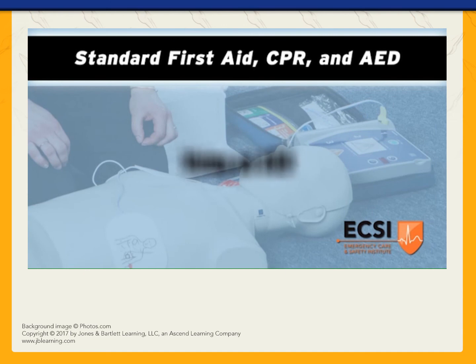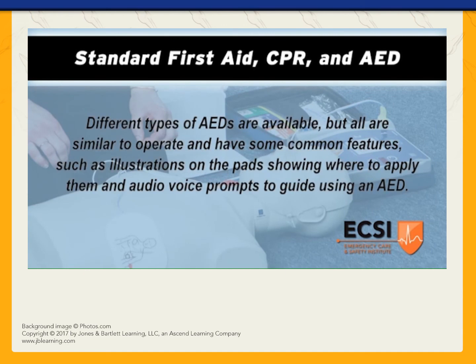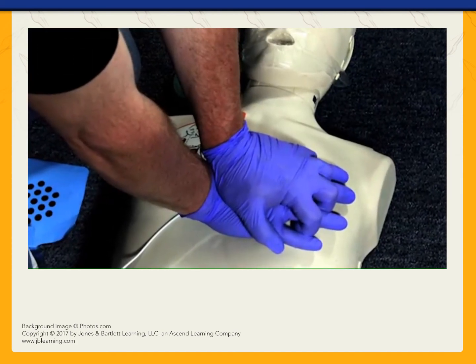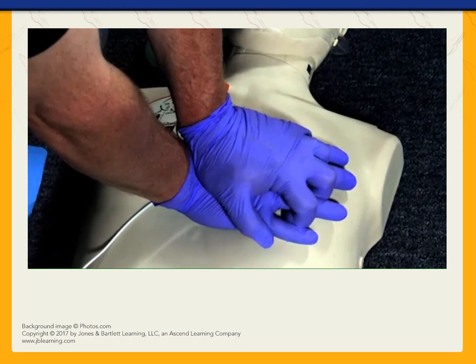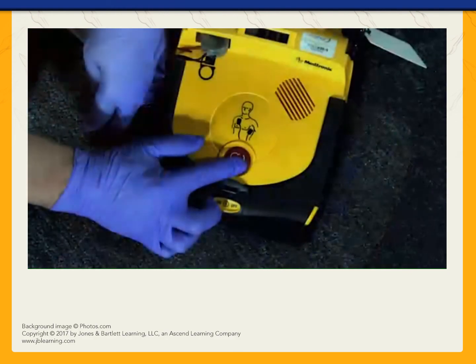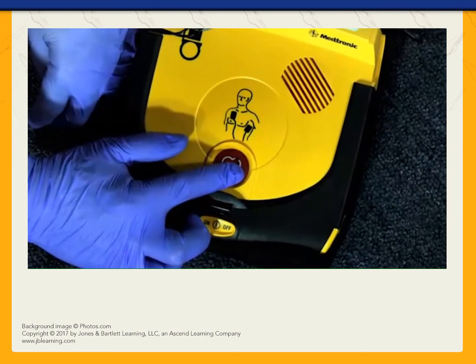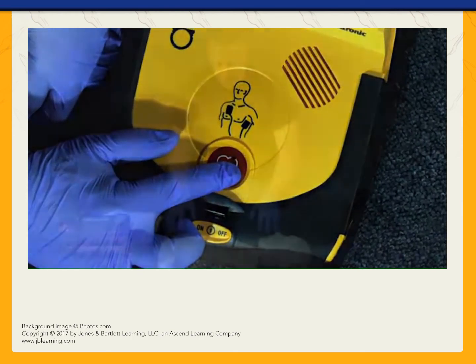Skill. Using an AED. Different types of AEDs are available, but all are similar to operate and have some common features, such as illustrations on the pads showing where to apply them and audio voice prompts to guide using an AED. When breathing has stopped, the heart will too. In addition to CPR, an AED can help save a life. During CPR and when an AED becomes available, use it as soon as possible.